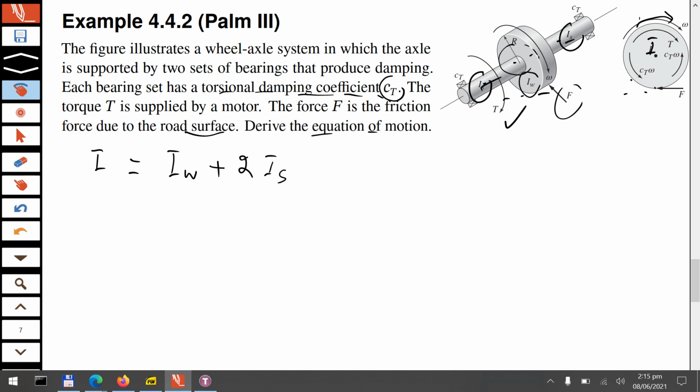T is the applied torque, and because there are two bearings, each one of them will offer a resisting torque which is Ct times omega.